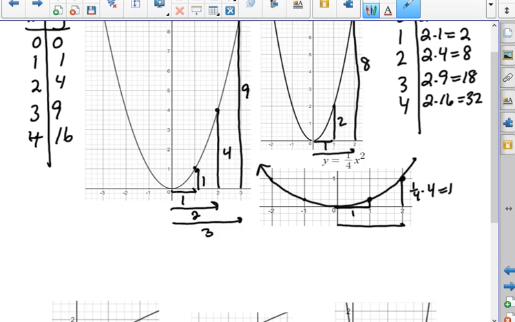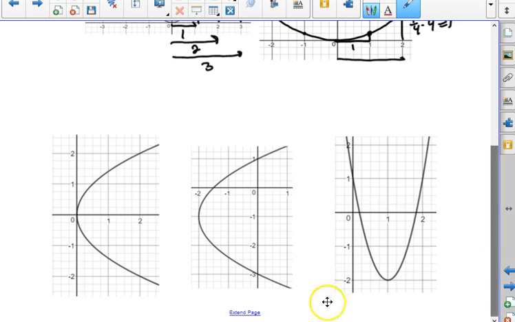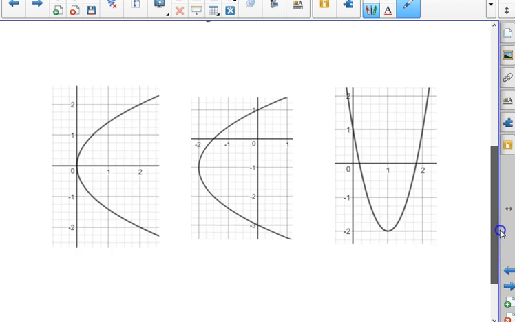So if you want to make your parabola wider, you make the coefficient in front of the squared term smaller. If you want to make your parabola narrower, you make the coefficient in front of the squared term bigger. Now, if we have a sideways parabola, you can probably guess what's going to be changing.